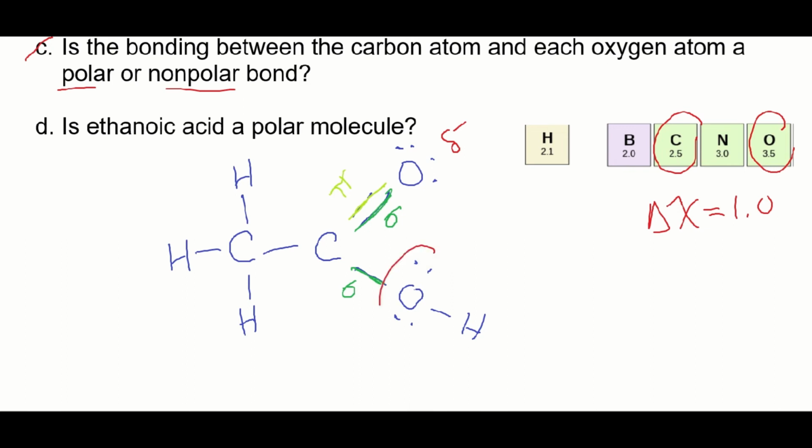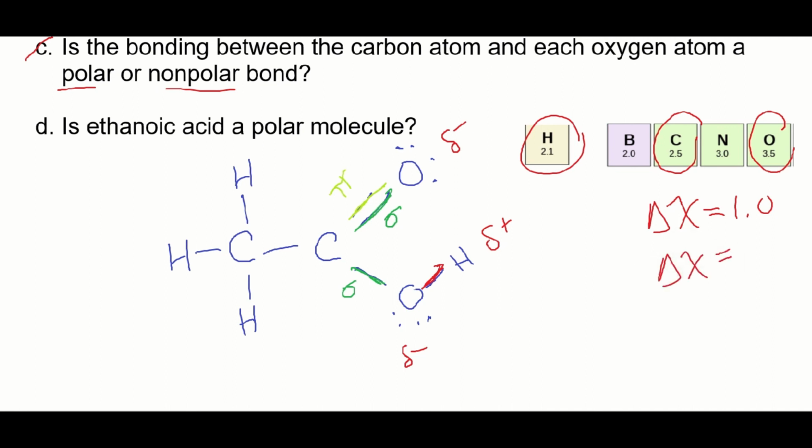Now this one I need to redraw so it's a little bit easier to see. Okay, so I just redrew this part here, so it's a little bit easier to see. So this is a polar bond. This can participate in hydrogen bonds. The difference between the oxygen and the hydrogen is 1.4. It's even more polar. So that is, yes, the bonds are polar.